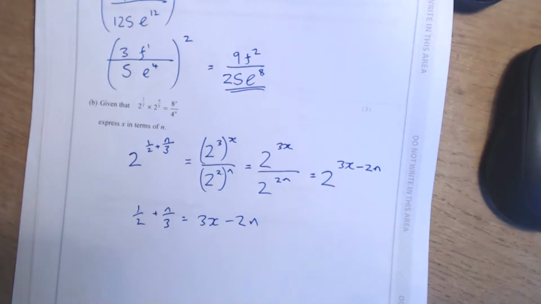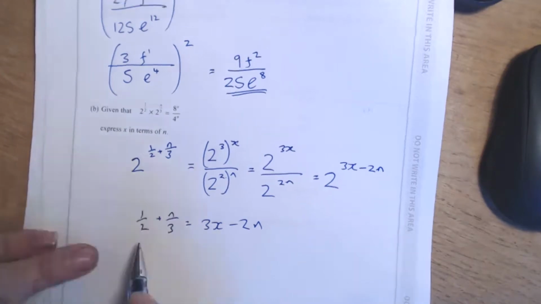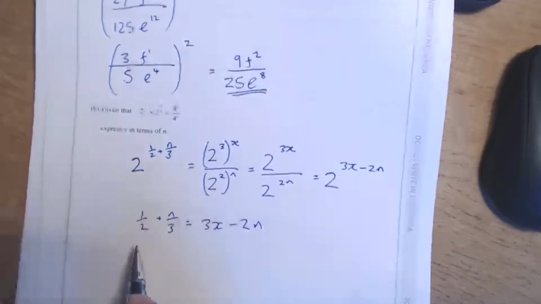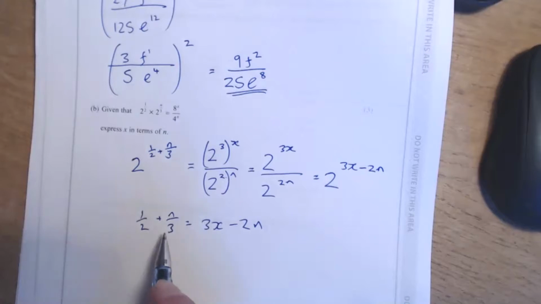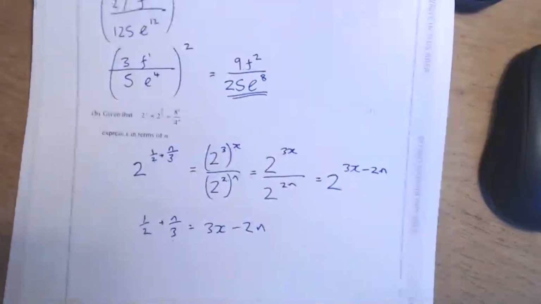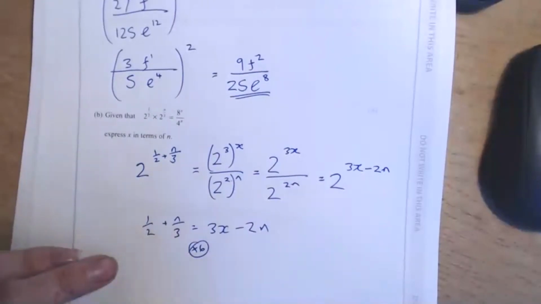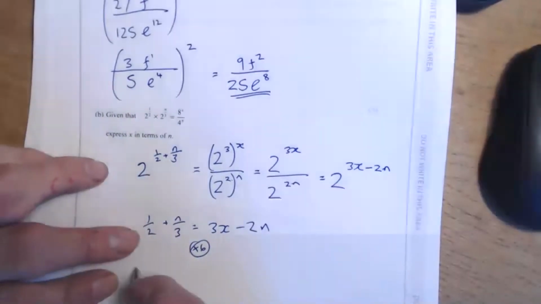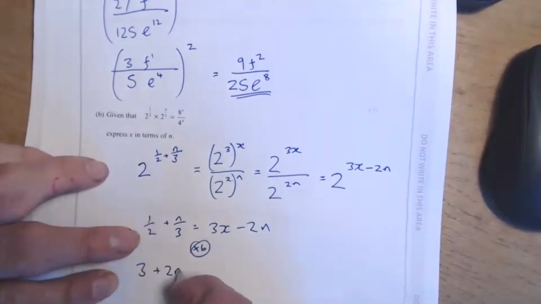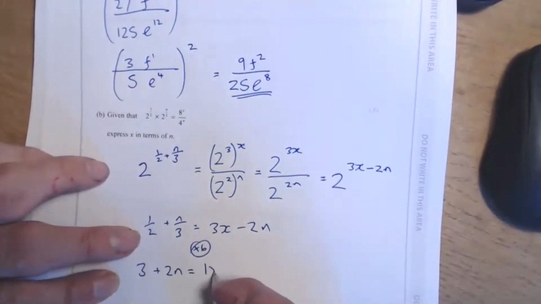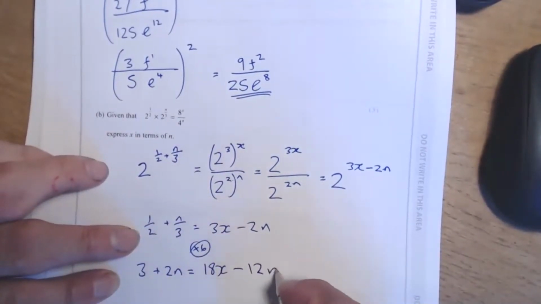I think I've got this right. It's getting a bit complicated. At this point, I want to tidy this up. I just think this is messy. I'm going to times everything by 6 to just get rid of this dividing by 2 and the dividing by 3. So we're going to get 3 plus 2n equals 18x minus 12n.